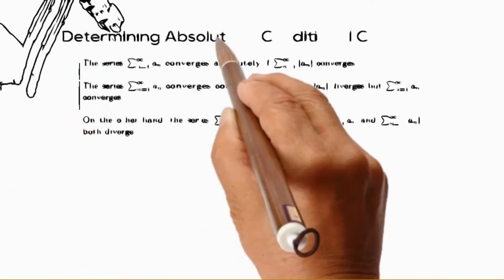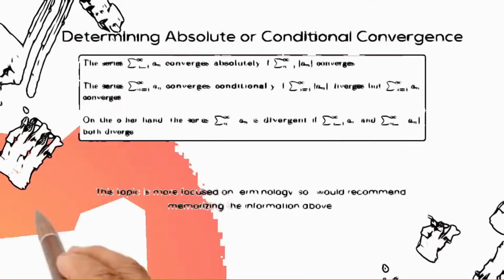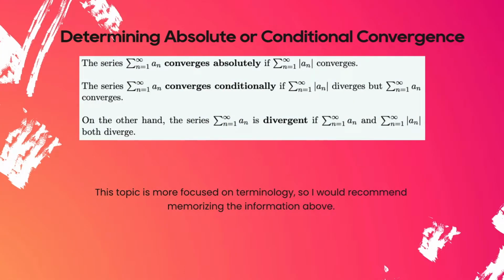Now determining absolute or conditional convergence. The series of A of n will converge absolutely if the series for the absolute value of A of n converges. And then the series for A of n will converge conditionally if the series for the absolute value of A of n diverges, but the series for A of n converges. On the other hand, the series for A of n will be called divergent if both the series for A of n and the absolute value of A of n diverge. And this topic is more focused on terminology, so I highly recommend memorizing these three terms that are bolded.